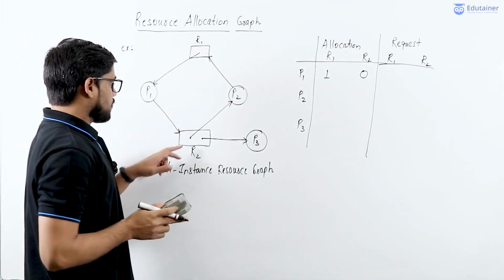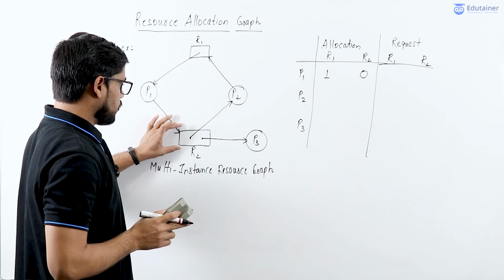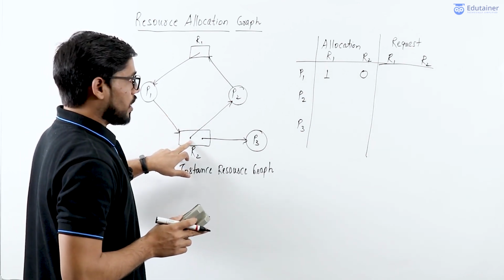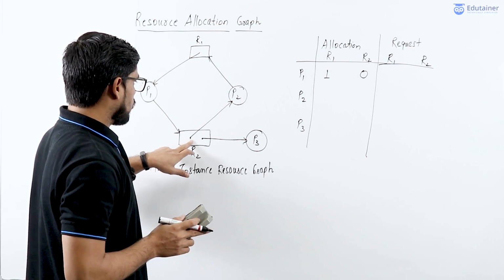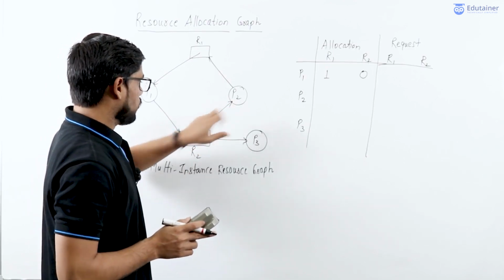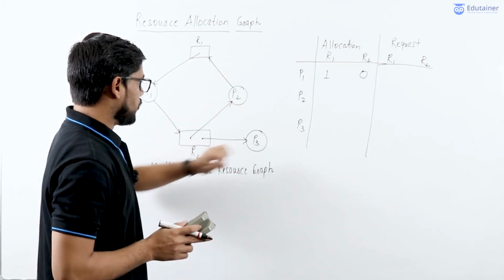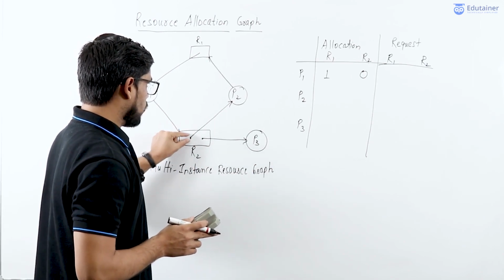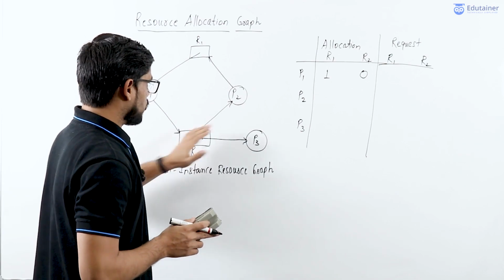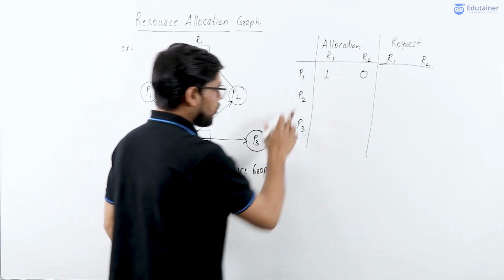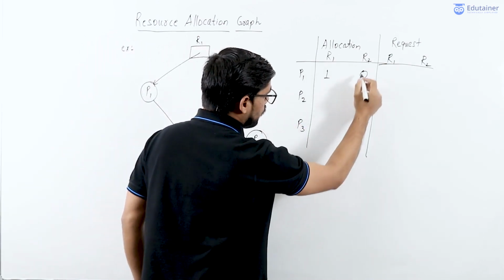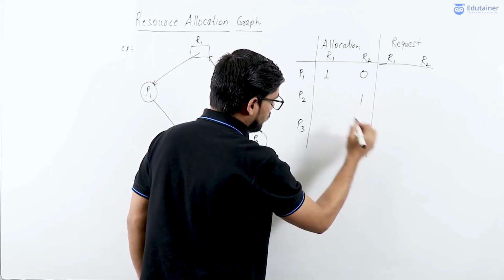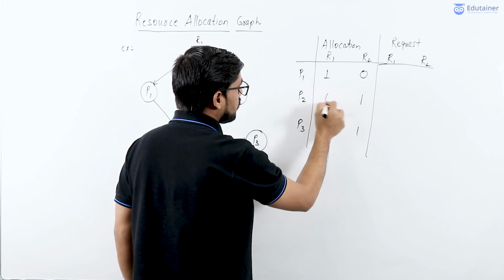Now the next thing is go to the resource vertex R2 and see whether R2 is allocated or not. So here the direction of the edge is from R2 to P2 as well as R2 to P3. So resource R2 is allocated to process P2 and process P3 both. So in the P2 and P3 rows, we have to go to the R2 column and fill their value as 1, and the other value will be 0.